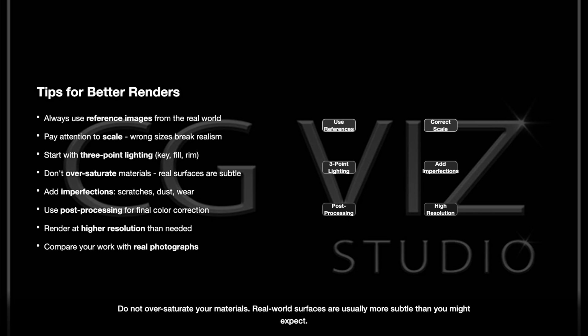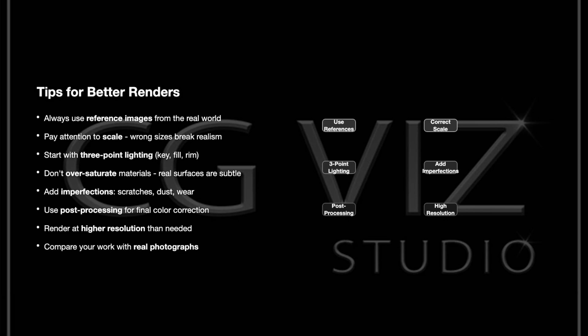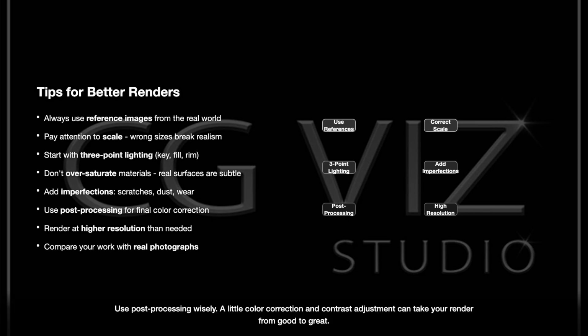Do not oversaturate your materials. Real-world surfaces are usually more subtle than you might expect. Add imperfections. Real objects have scratches, dust, and wear. Adding these details makes renders more believable. Use post-processing wisely. A little color correction and contrast adjustment can take your render from good to great.